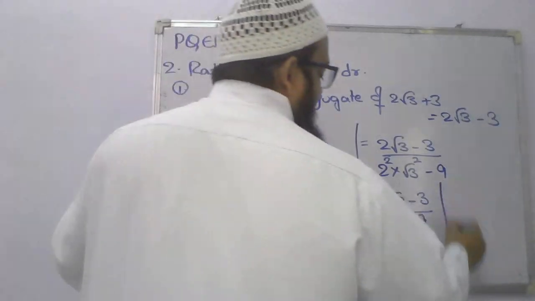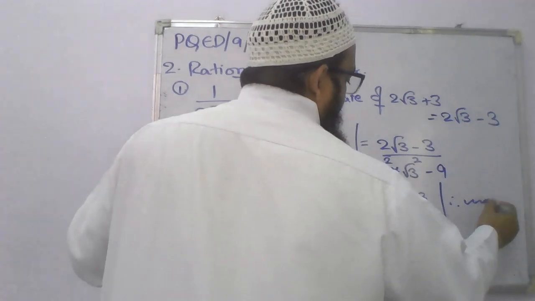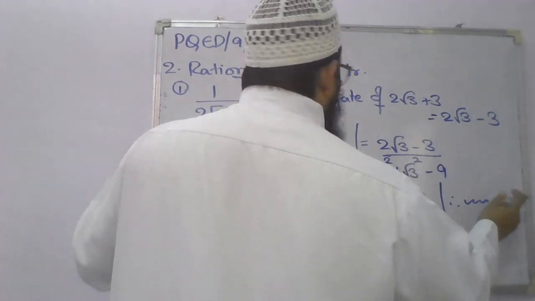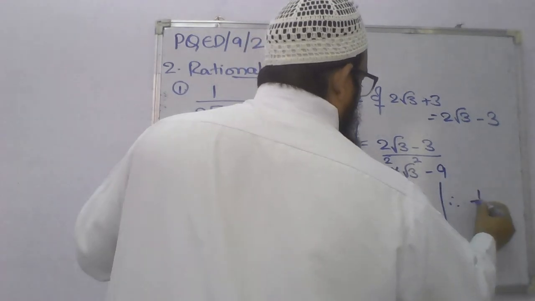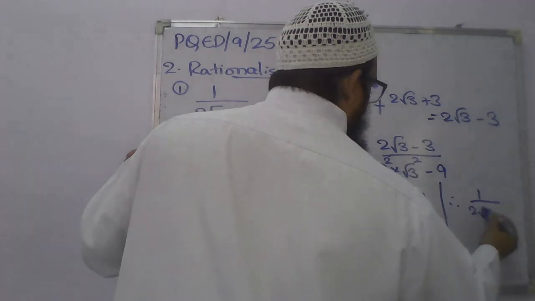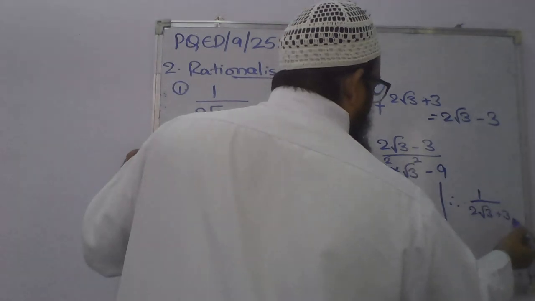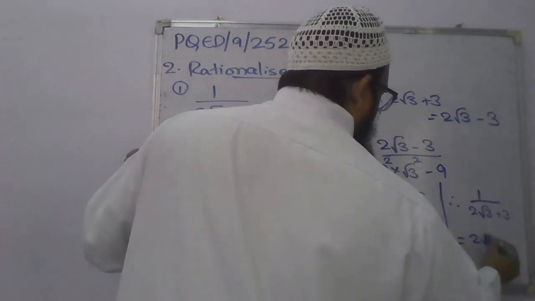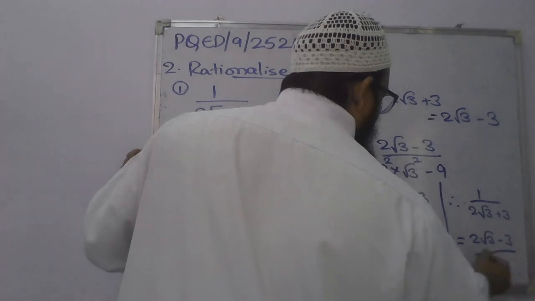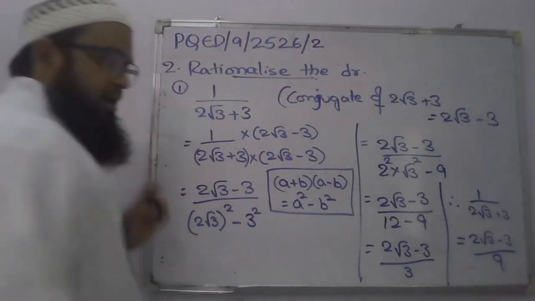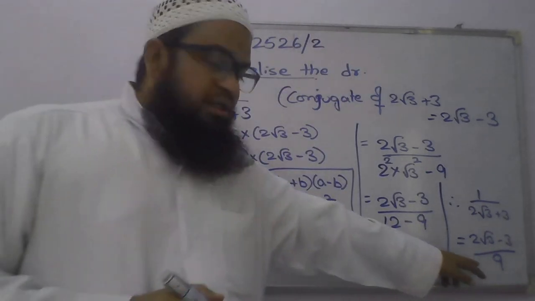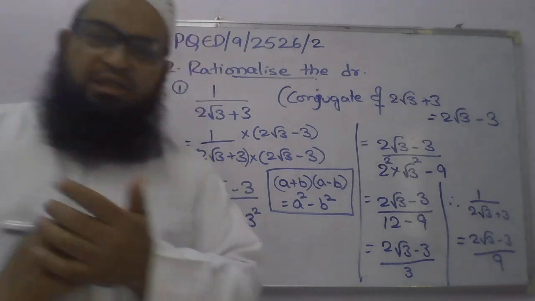So how do you write the answer? Therefore, the given problem, 1 by (2 root 3 plus 3), can be written as (2 root 3 minus 3) divided by 9. See, the denominator is rationalized because 9 is a rational number.